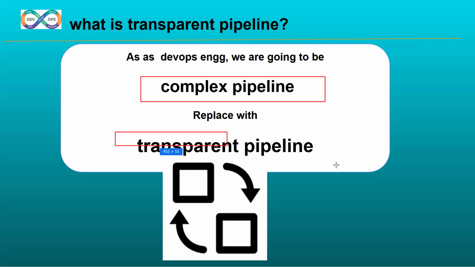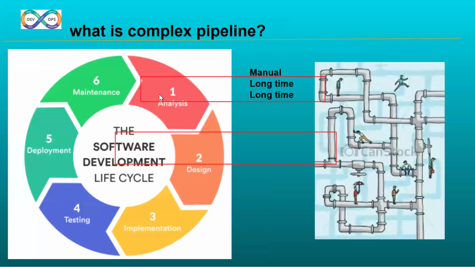Complex pipeline with what? Transparent pipeline. Sir, what exactly is a complex pipeline? Our SDLC process is a complex pipeline. Our transparent pipeline is a DevOps transparent pipeline. Okay, let us first understand the difference between these two.